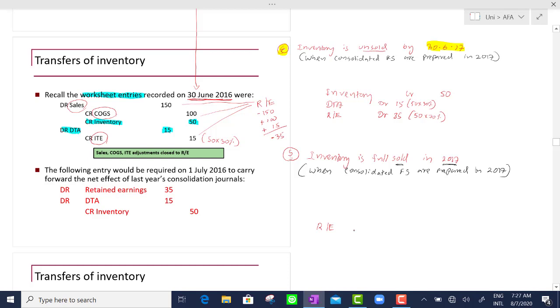Therefore, last year profit is in the retained earnings now. Last year profit එක දැන් තියෙන retained earnings ඇතුලේ. So retained earnings have been overstated by 35. To eliminate that, to remove that, retained earnings debit 35.